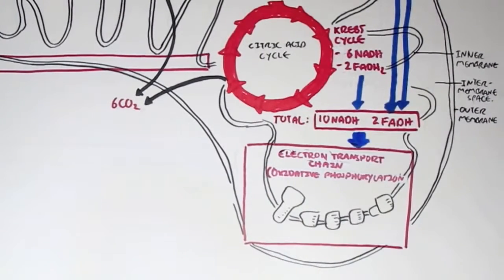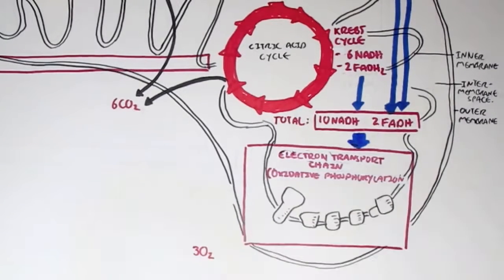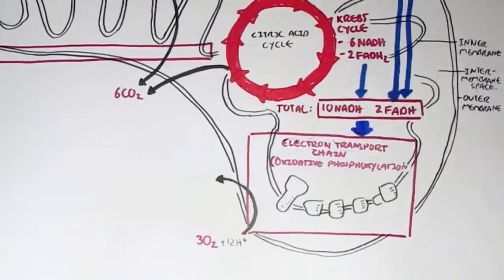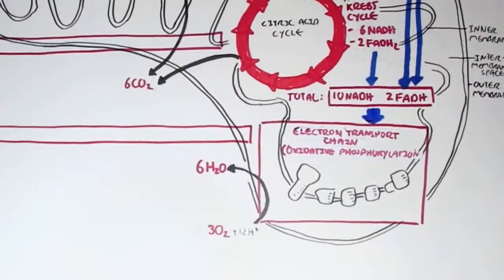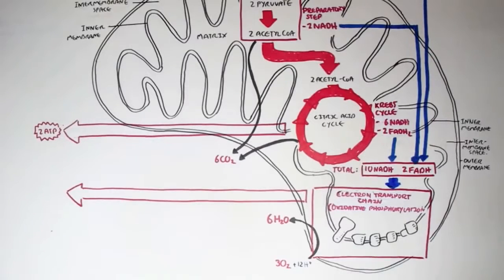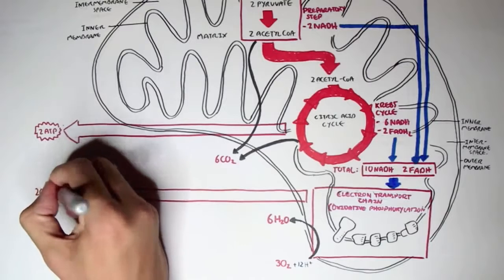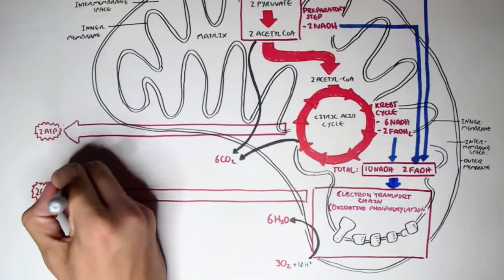And what the electron transport chain, the oxidative phosphorylation process, does is that it will produce water, 6 water, essentially. And also it will produce between 26 to 28 ATP, depending. And we'll see why this amount depends later on.